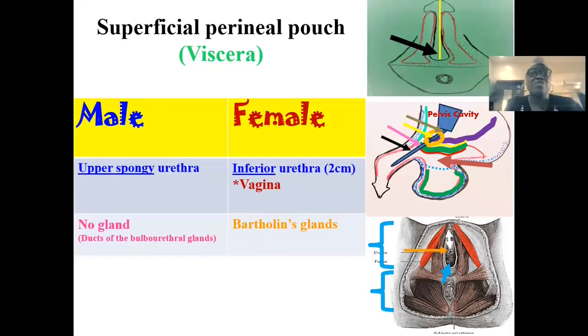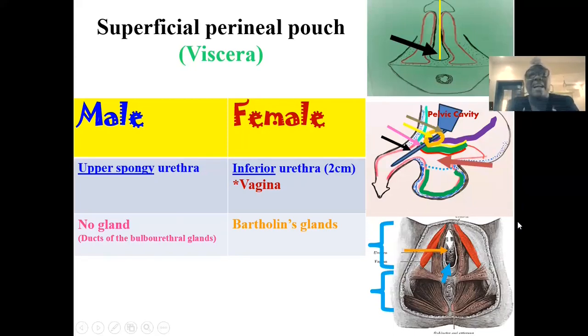And remember when we try to describe the muscular component, when we describe the bulb of the vestibule, we say that the bulb of the vestibule is opened in the superficial perineal pouch of the female. This is to allow or create an opening for the exit of the urethra and also the vaginal canal. And this is what is presented here. So in addition to the urethra in female, we have the vagina.